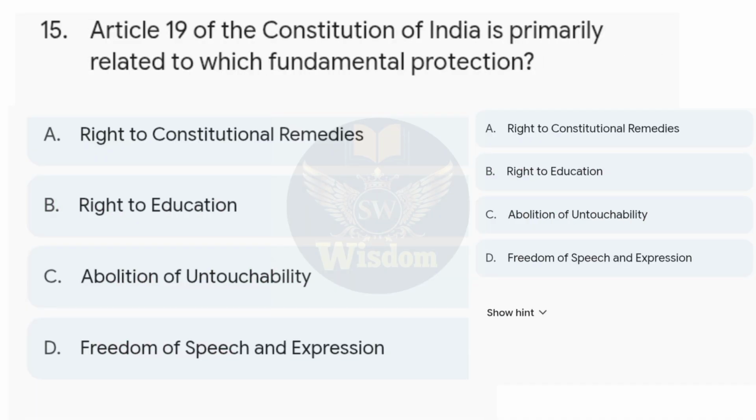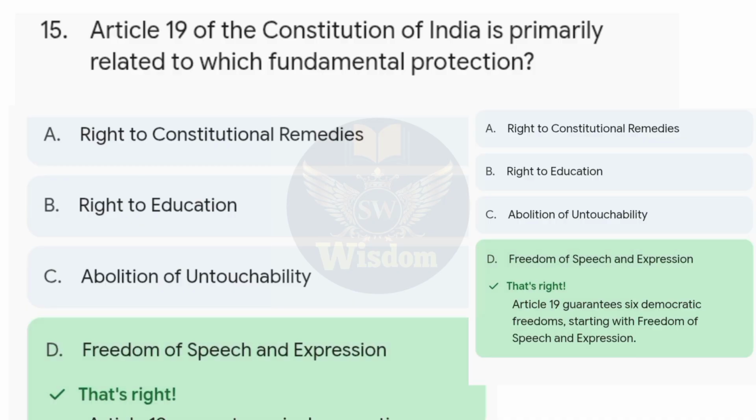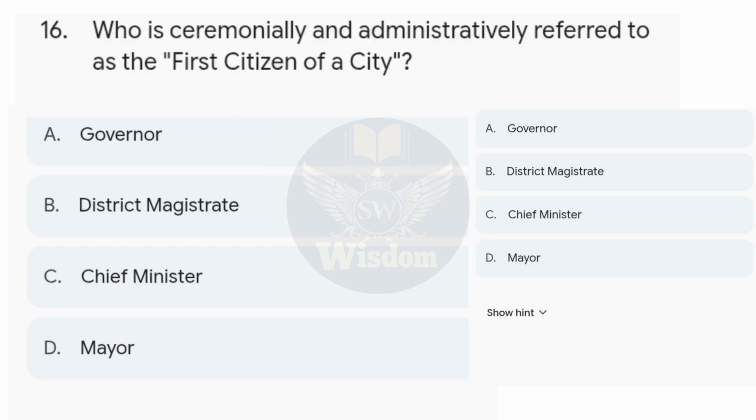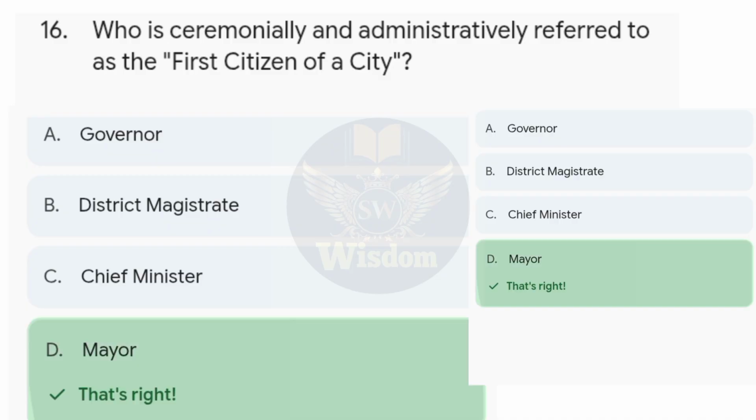Next question. Article 19 of the Constitution of India is primarily related to which fundamental protection? The correct answer is option D, freedom of speech and expression. Next question. Who is ceremonially, administratively referred to as the first citizen of a city? The correct answer is option D, mayor.